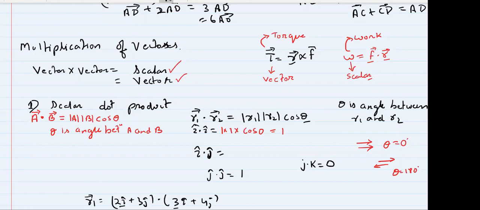Tell me, everyone, i dot j. Yes, Avya. Right, so it is the magnitude of 1 into 1 into cos 90 degree. And we know that cos 90 degree is equal to, just use the formula. Now I've given you the formula, right? 1 into cos 90. What is the value of cos 90? Yashila, tell me, what is the value of cos 90? Right? 0. Yes. So this will be 0. Got it?